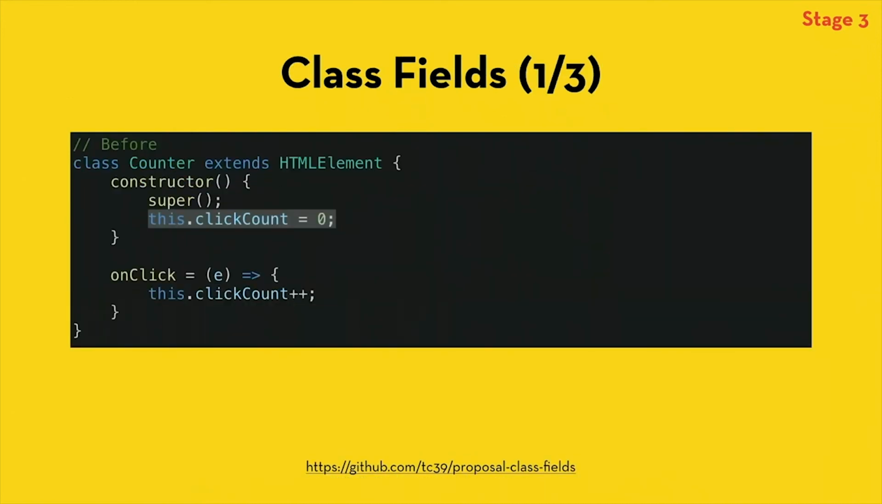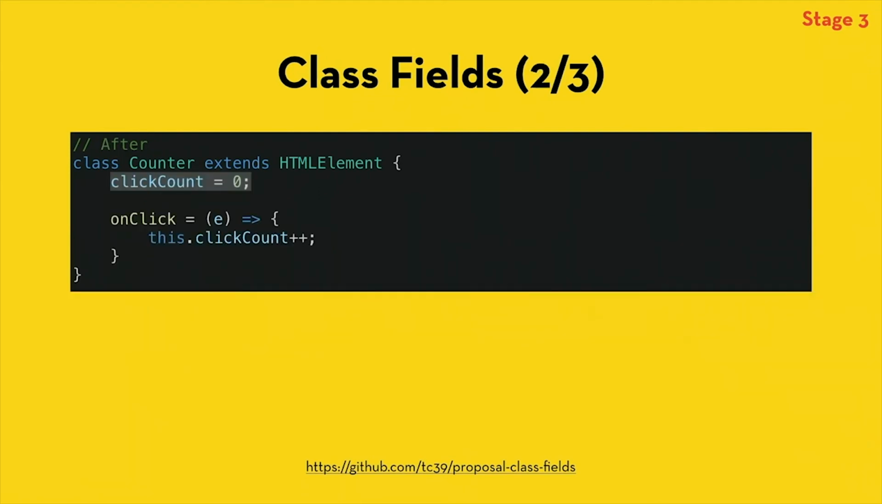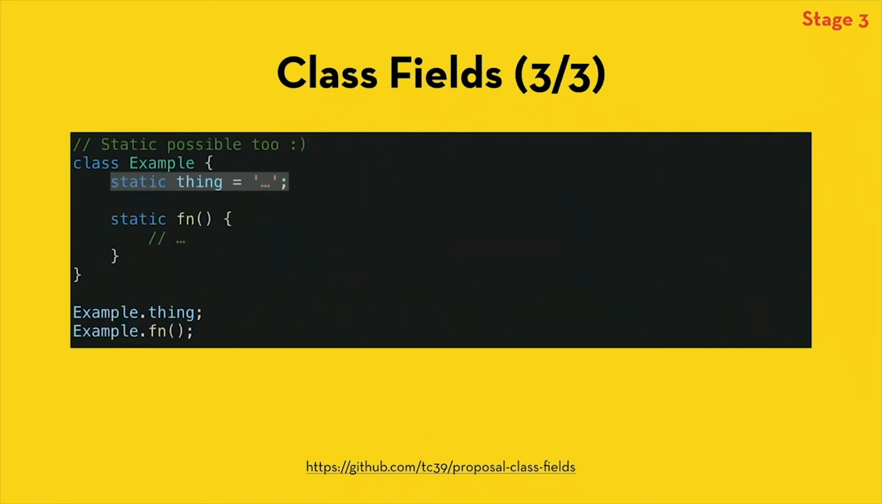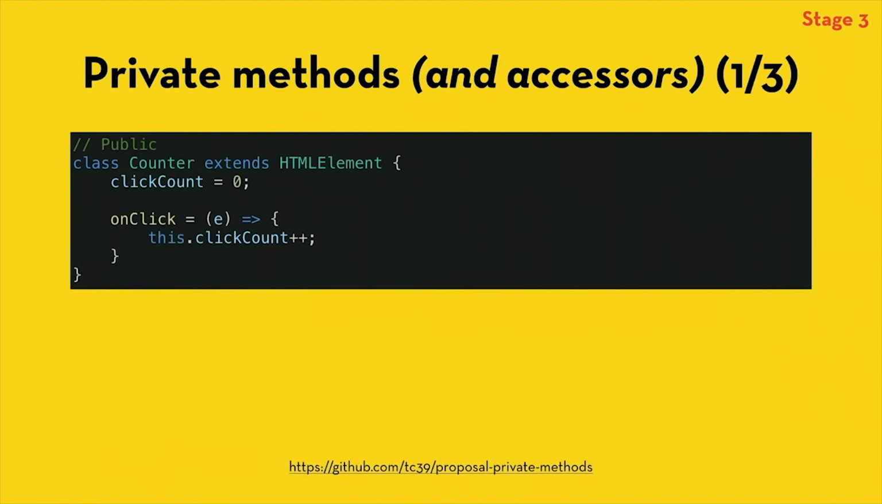Classic example. Class fields. If you want to have a class field back in the day, you had to do the constructor and this.clickCount equals a value, we no longer need that. You can define it straight into your class. If you're using React, you're already using this, state equals and so forth. Same goes with statics. It's also another proposal. You can also do that. Static propTypes equals from React. That's this.